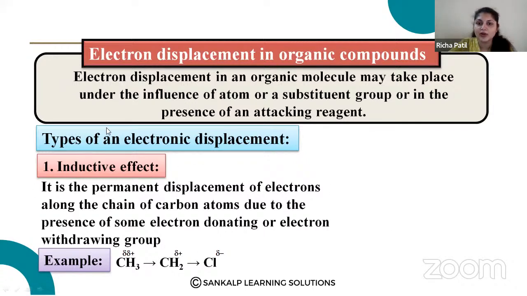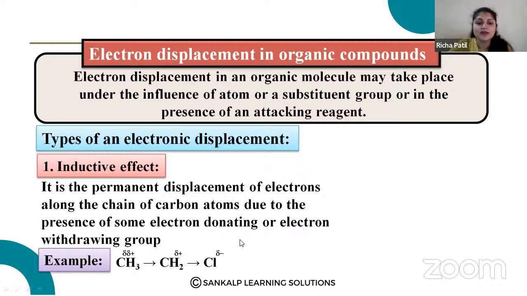So this is a type of permanent displacement in which the electrons are pulled by the electron withdrawing atom, because of the presence of an electron donating or electron withdrawing group. Which are the electron withdrawing or electron donating groups? The halogens, Cl, F, right? These are the halogens, especially the electronegative ones.